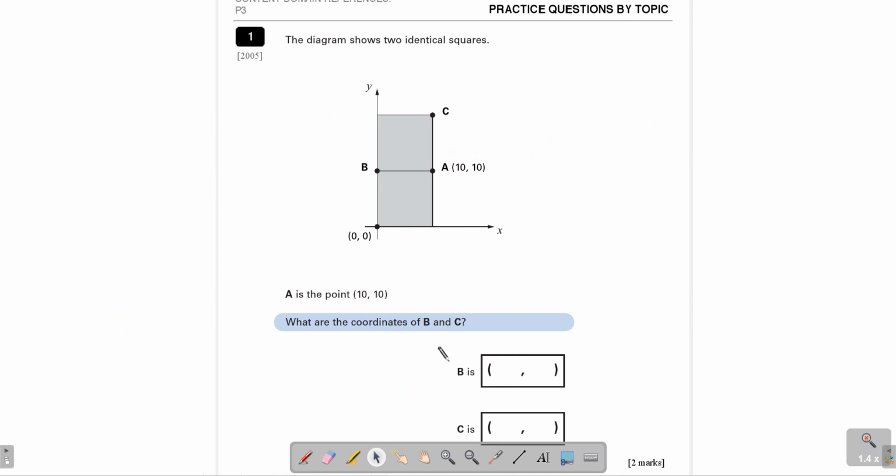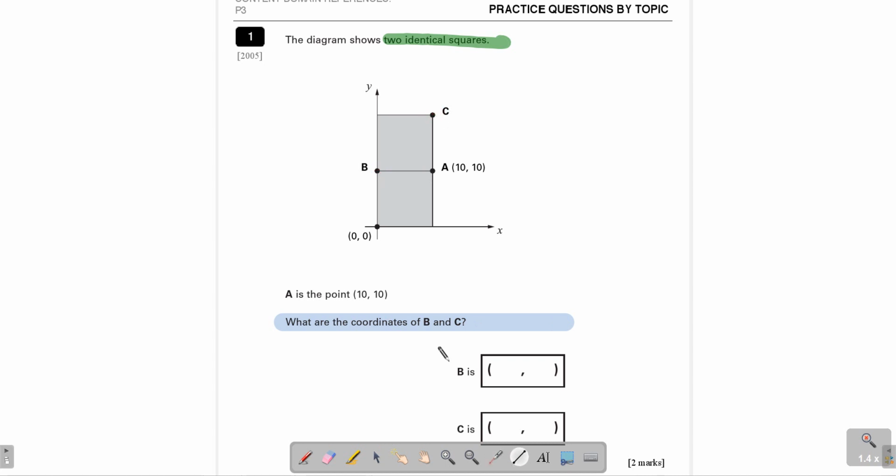We've got a diagram that shows us two identical squares, and that straight away shows the importance of reading the question carefully, because if you know that you've got two identical squares or anything else that's identical, then you know that you can work with seeing a pattern. We've got to work out the coordinates of B and C. Here is B, here is C. Let's work out B first.